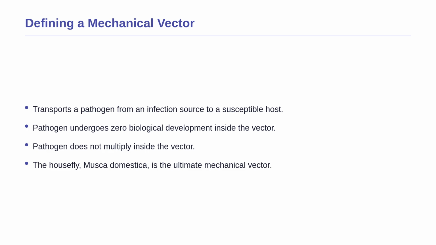The common housefly, scientifically known as Musca domestica, is the ultimate example of a mechanical vector. Because the pathogens do not need to incubate or develop inside the fly, the transmission is immediate and highly effective the moment the fly moves from filth to food.